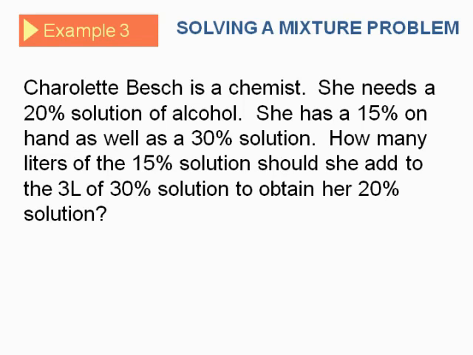So in this case, we're going to look at example 3 here. Charlotte Beach is a chemist. She needs a 20% solution of alcohol. She has 15% on hand as well as a 30% solution. How many liters of 15% solution should she add to 3 liters of 30% solution to obtain her 20% solution?